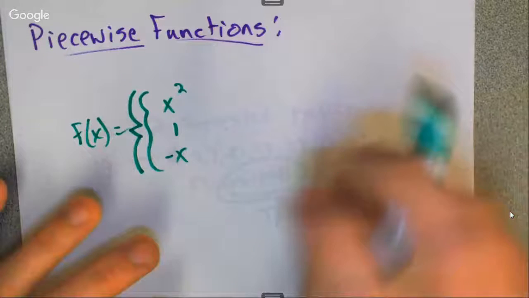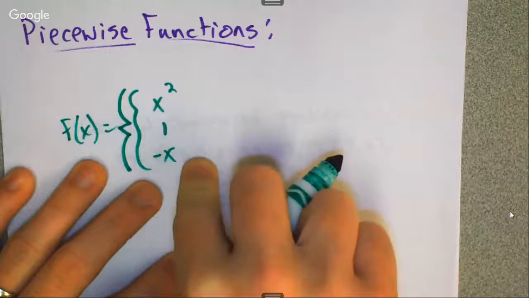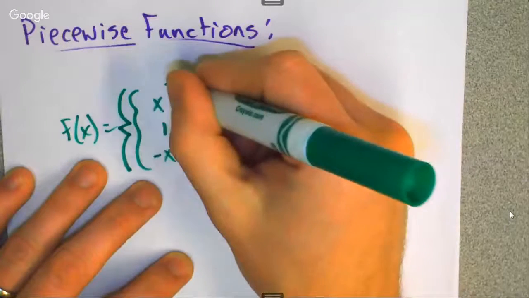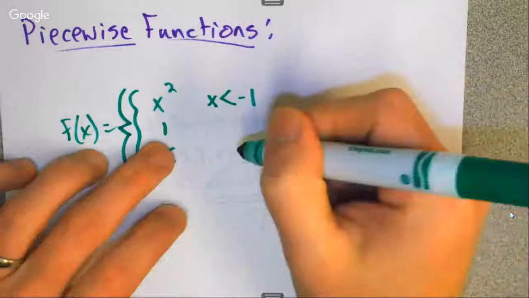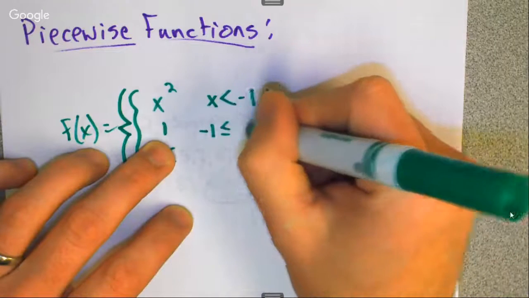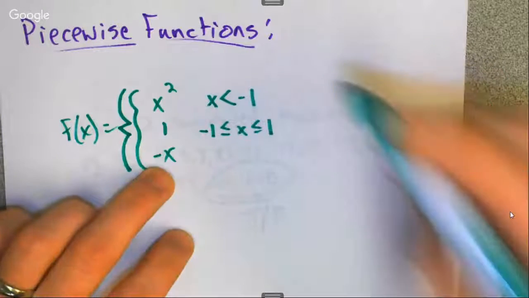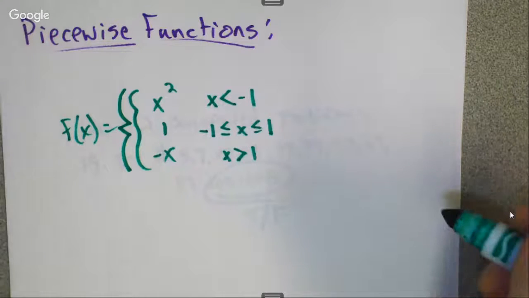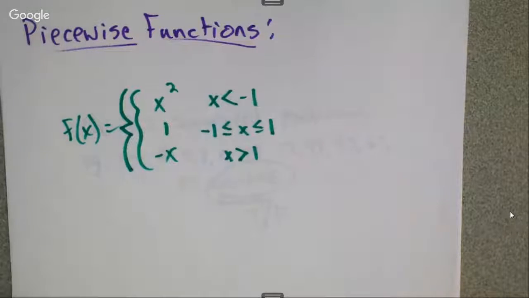Now, the most important part about these piecewise functions is where do I evaluate these? And that is given by your domain. So I could say that you're going to use x squared when x is less than negative 1. You're going to use 1 when x is between negative 1 and less than or equal to 1. And you're going to use negative x when x is greater than 1. Okay? So you're actually graphing three different things.